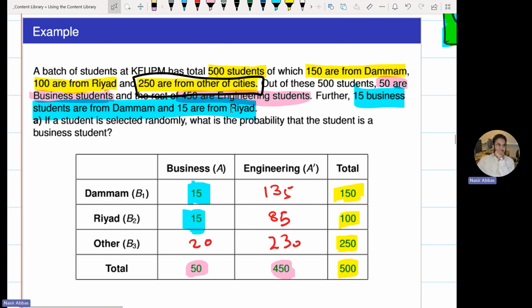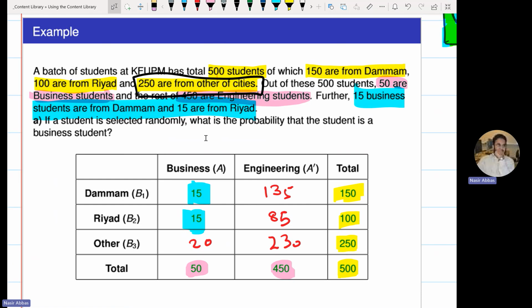After completing the table, please read the question, part A. Yes, answer it now. 50 over 500. 50 over 500. 10%. So the first question says that if a student is selected randomly, what is the probability that he or she is from the business department? So let's go by definition.